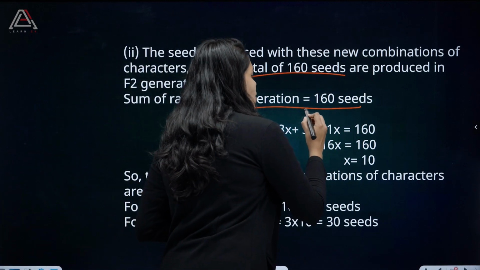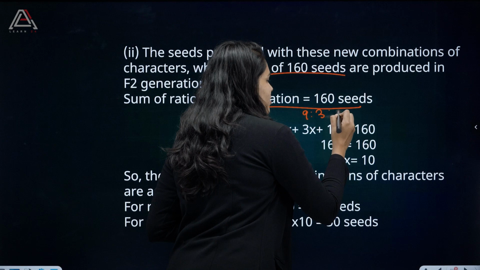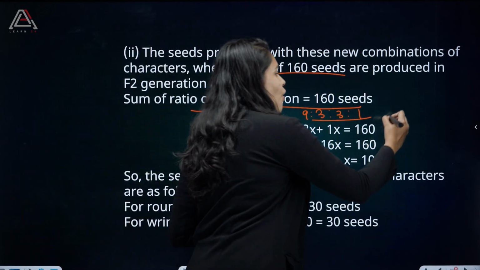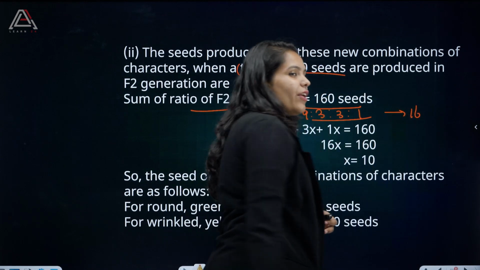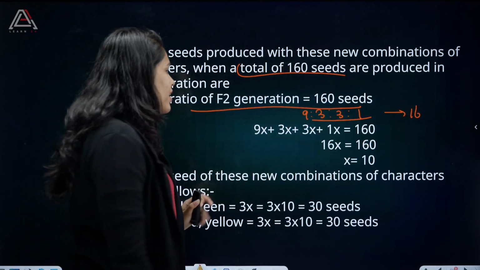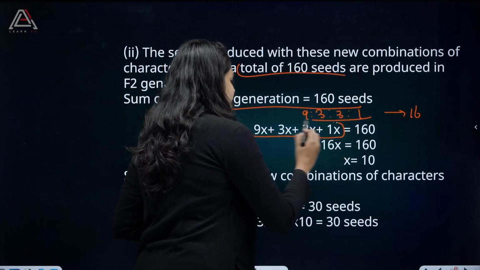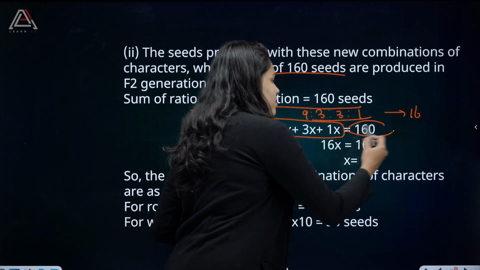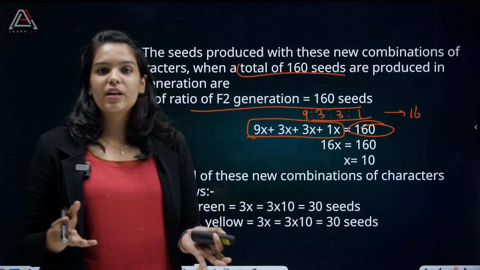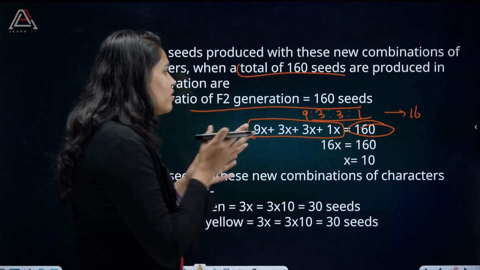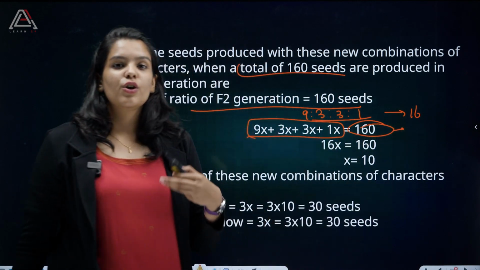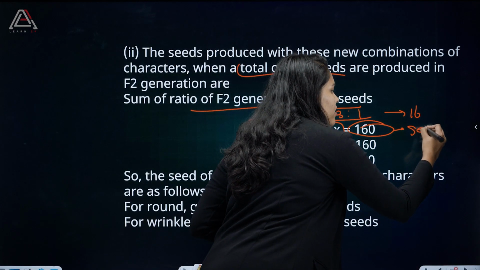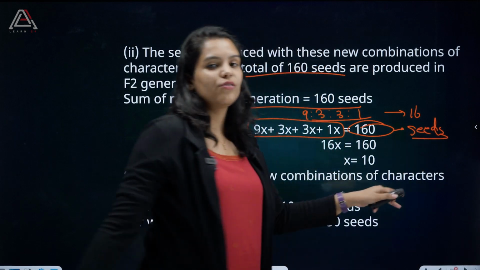Now you know the combination, that is the ratio 9:3:3:1, and a total of 16 parts is produced after that cross. So when you put it as the sum, 9x plus 3x plus 3x plus 1x, it will give 160. The 160 is already provided in the question. Out of this 160, how many seeds are the new combination producing?